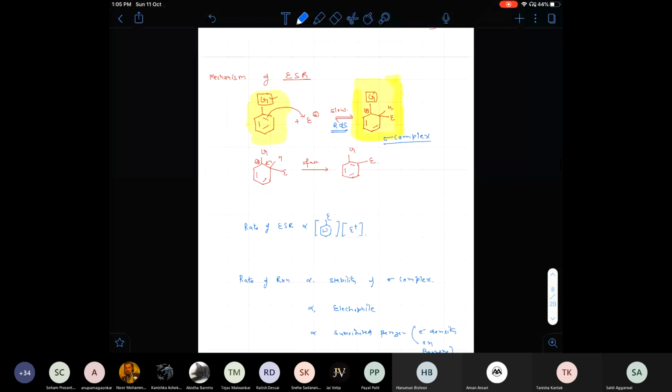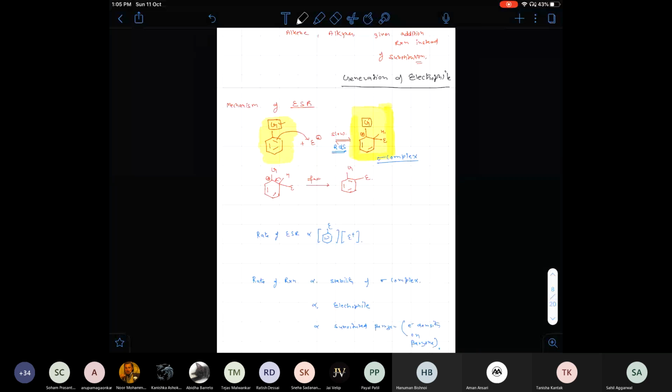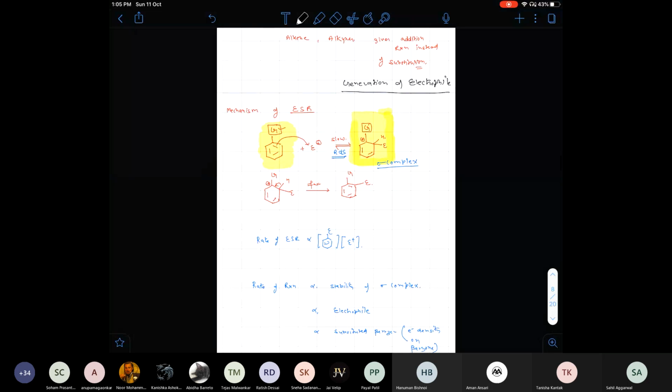There is a hidden step in this called generation of electrophile. ये हम अलग से करते हैं. Generation of electrophile. इलेक्ट्रोफाइल भी जनरेट हमें खुद करना पड़ेगा. Any doubt till here?